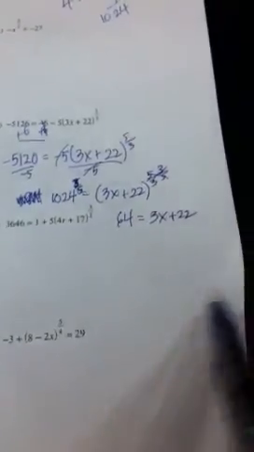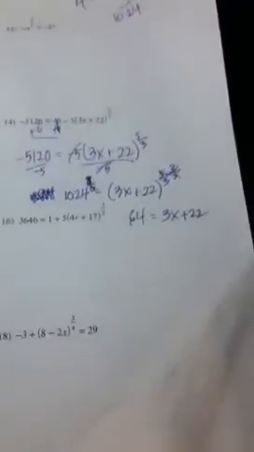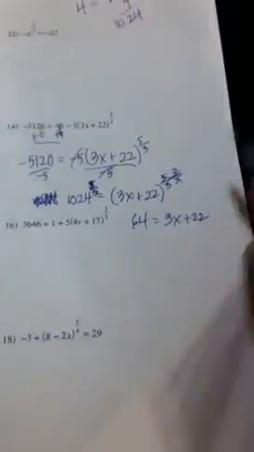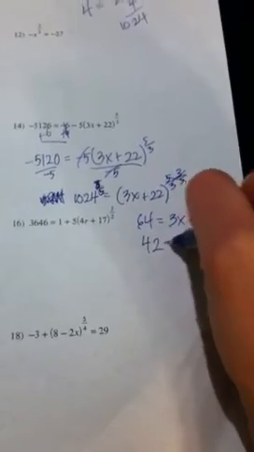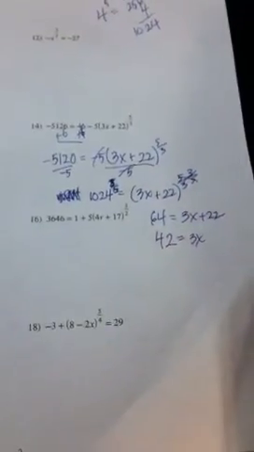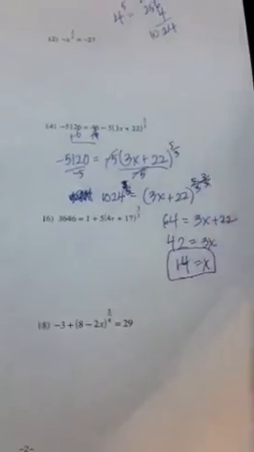Alright, so now we have 64 equals 3x plus 22. We'll subtract 22, divide by 3, and voila. So minus 22. 42 equals 3x. And then divide by 3, you get 14 equals x. There you go.